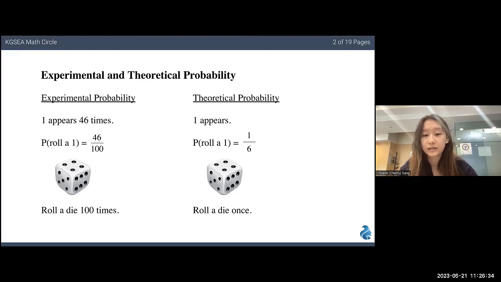On the other hand, as I said, there is theoretical probability, which is based on theory only. So if we're rolling a die, the probability of one appearing is just one because there's only one face out of the 6 that shows the number 1. So the probability of rolling a 1 theoretically would be 1 over 6.